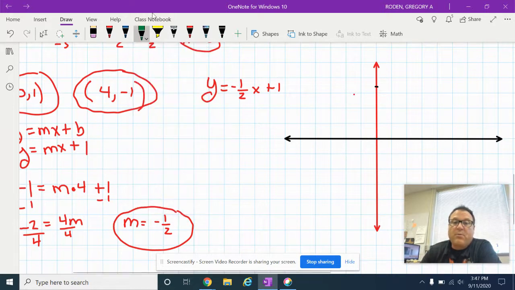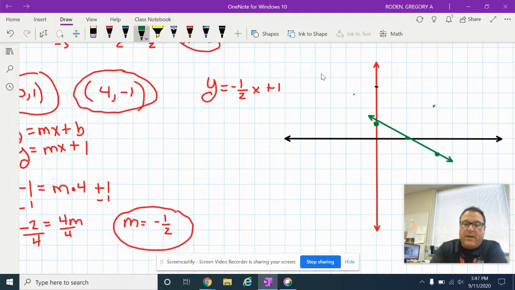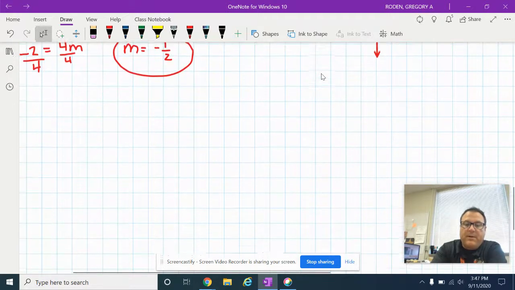So now the y-intercept is going to be 1, and then we can use our slope to make more points. Our slope is -1/2. That means my rise is -1, so I drop 1, and then I always run to the right if I can, so I run 2. Drop 1, run 2. And I'm getting a line that looks something like this in green. And I'm done.